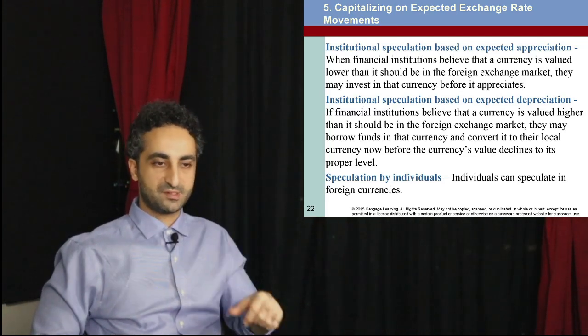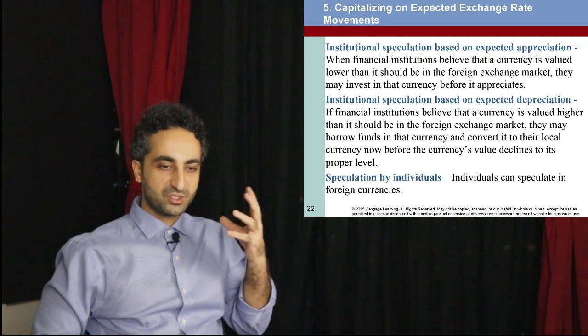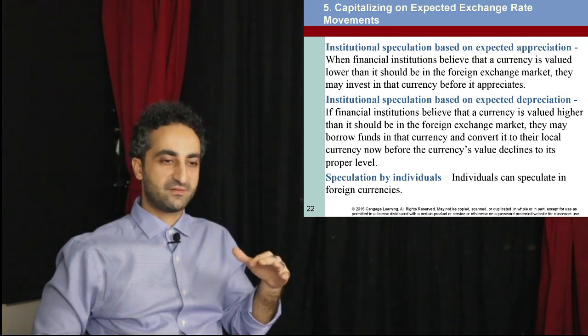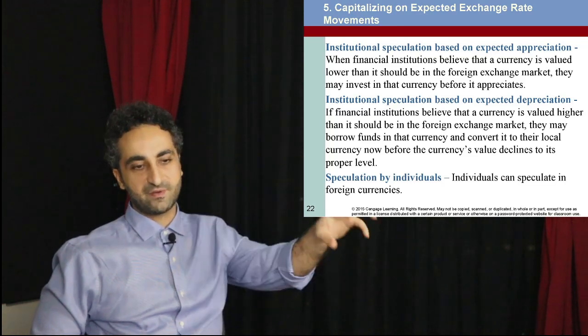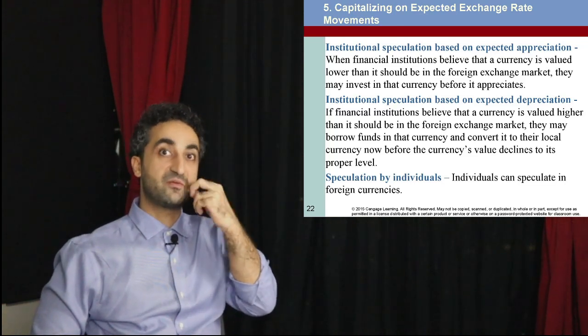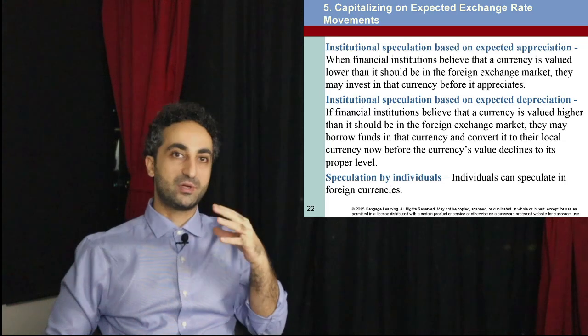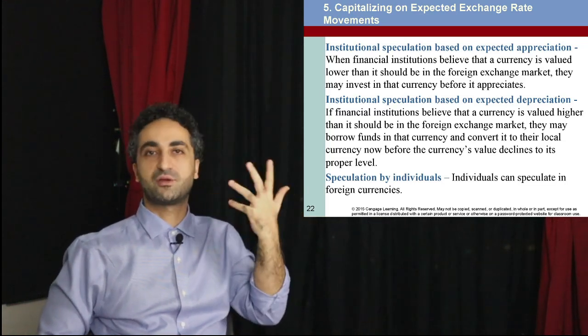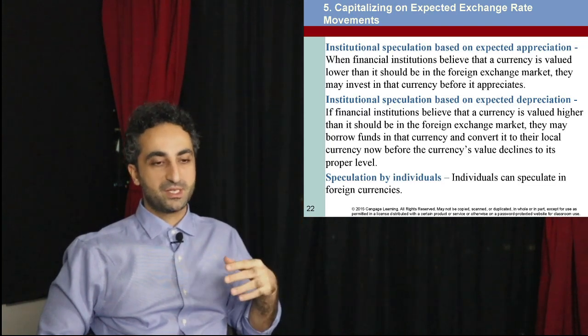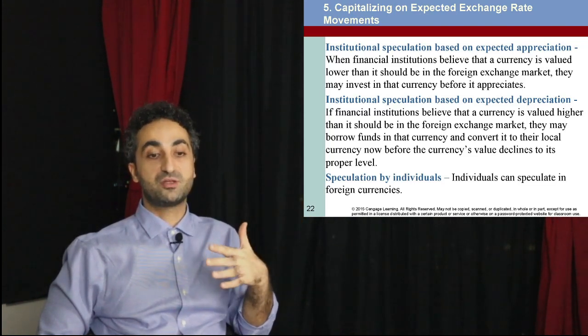So what happens here? When financial institutions believe that a currency is valued lower than it should be in the foreign exchange market, they may invest in that currency before it appreciates. So I will take the chance and buy before others realize what I realized. Okay. Institutional speculation is also based on expected depreciation.